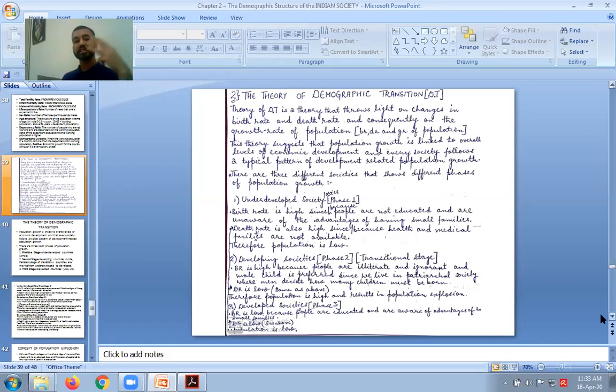We're going to see three conditions in this particular theory. In one condition, your growth rate is going to be low. In the second condition, growth rate is going to be very high. And in the third condition, growth rate is again going to be very low, right? So growth rate all depends on birth rate and death rate, and we're going to understand that.